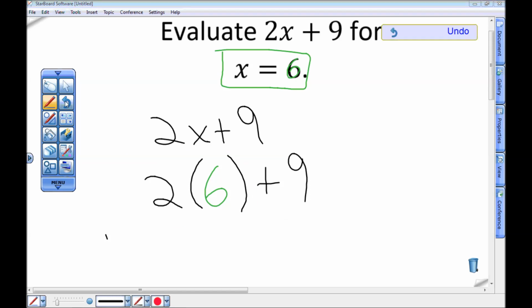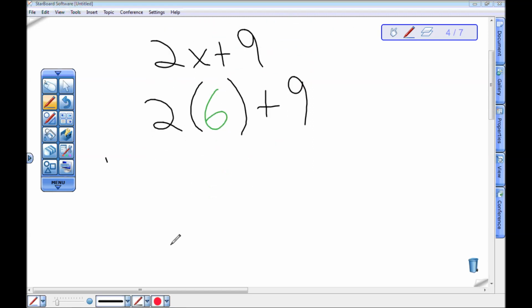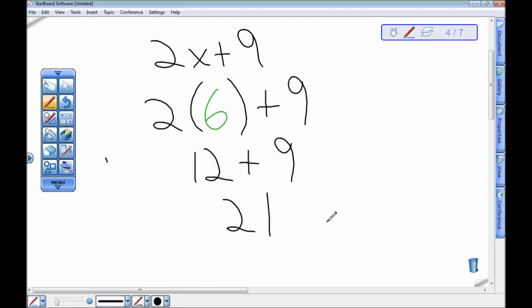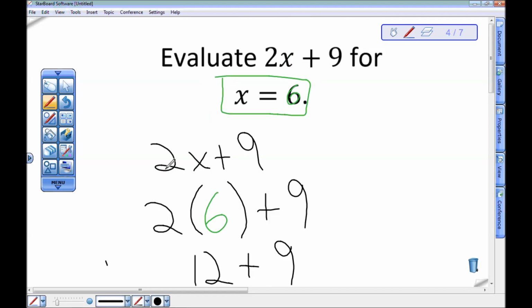Thinking back to GEMS, I've got grouping, no grouping, no exponents or roots. Multiplication and division, so I'm going to multiply first. 2 times 6 is 12, and then 12 plus 9 is 21. So when x is 6, this expression is 21. Of course, this expression would be a different value if x were a different value. I just want to know for this one instance what the value of the expression is.